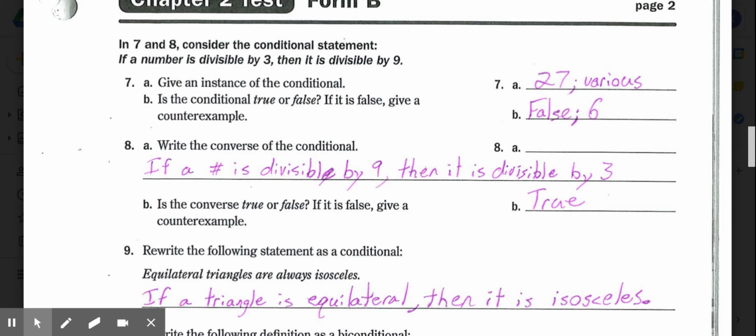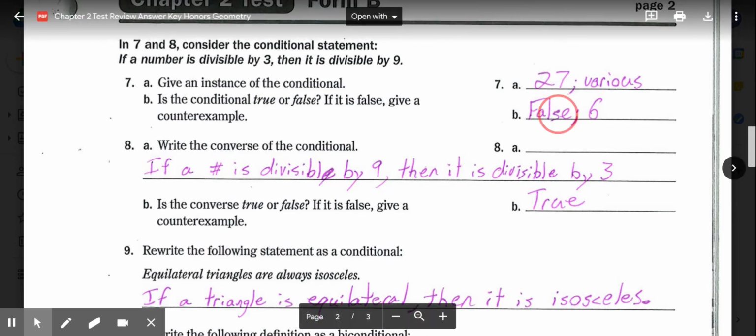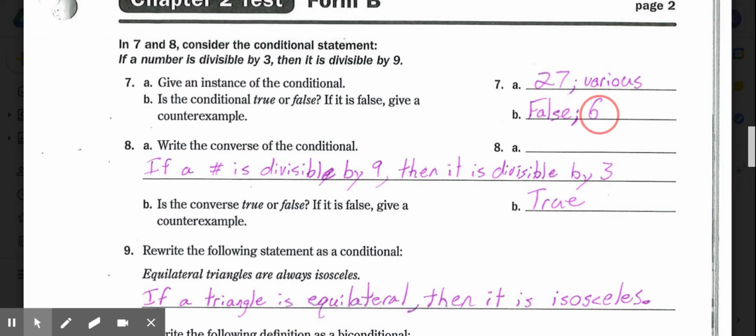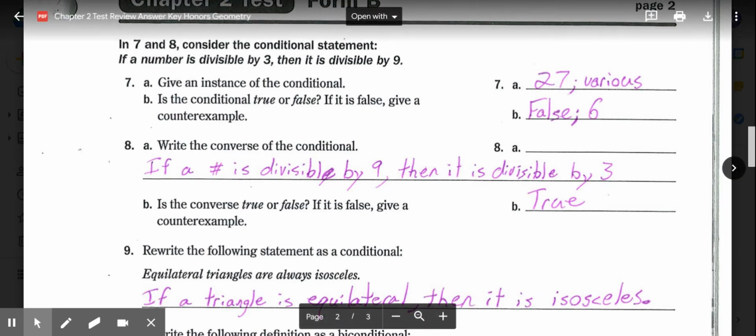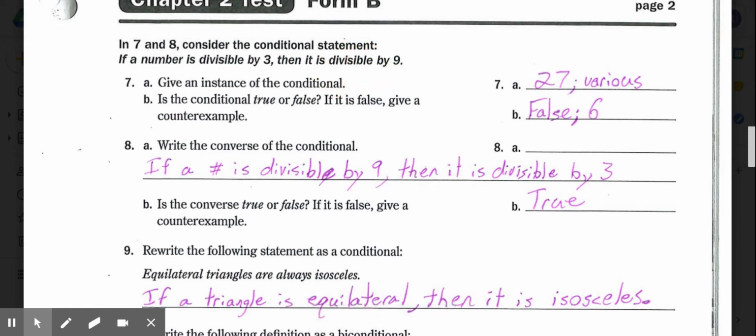B, is the conditional true or false? If false, give a counterexample. It's false because of numbers like 6 or 12. They can be divided by 3, but not divisible by 9. And divisible in this sense means can be divided giving us a whole number, not a decimal.